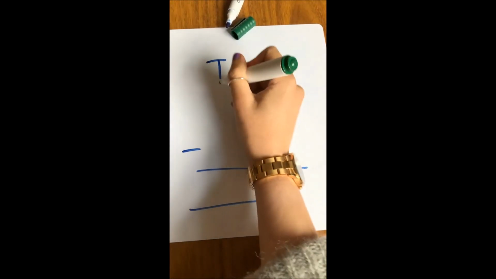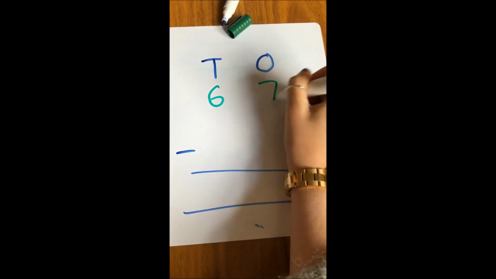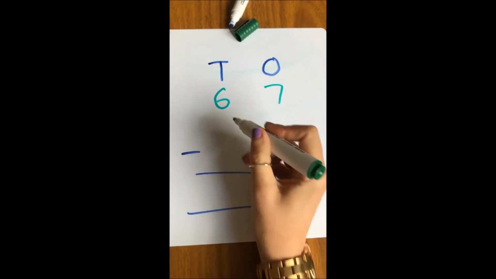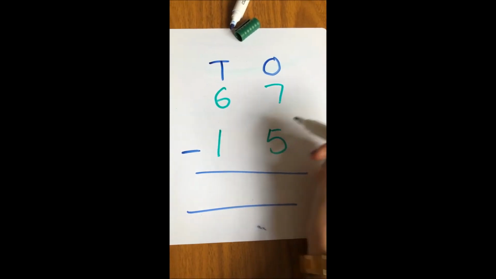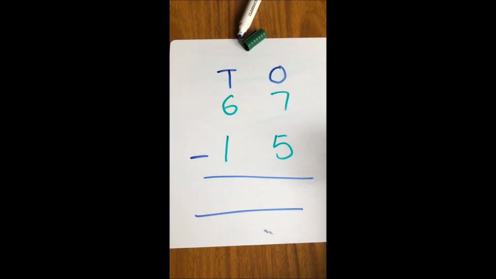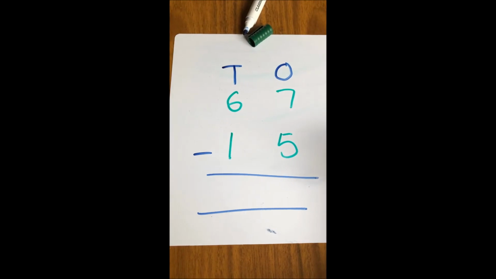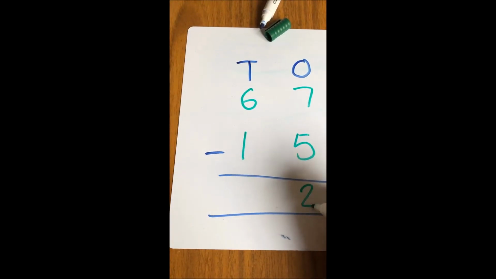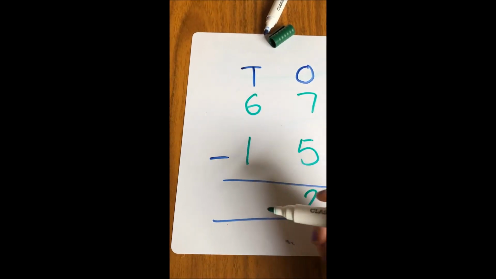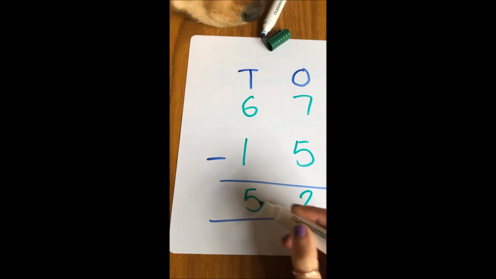Okay, the first problem is 67, so that's 6 tens and 7 ones. Take away 15, which is 1 ten and 5 ones. Always start with the ones when we're using column subtraction. So we've got 7 minus 5 equals 2, and 6 minus 1 equals 5.